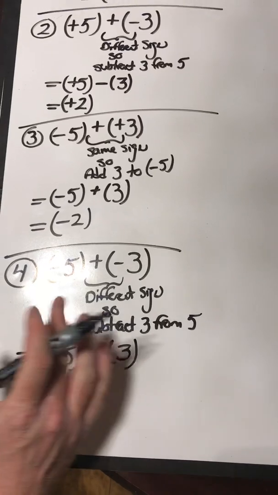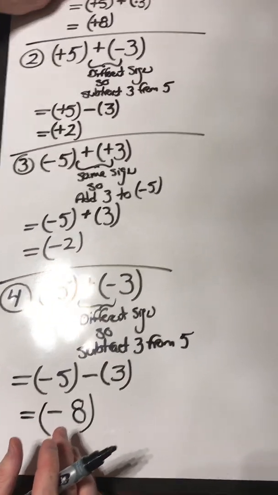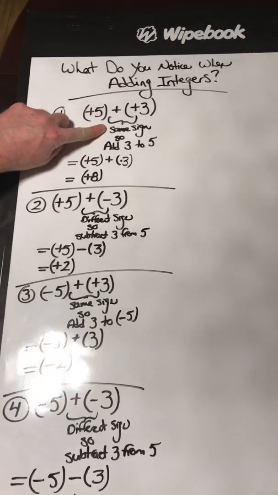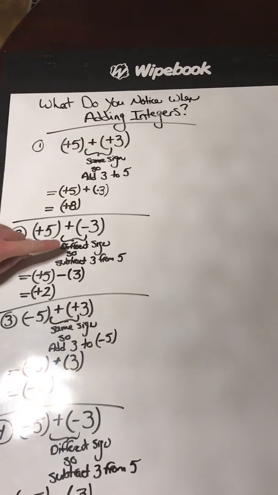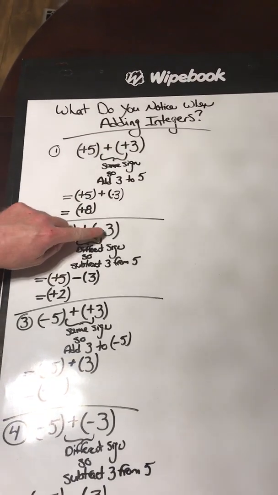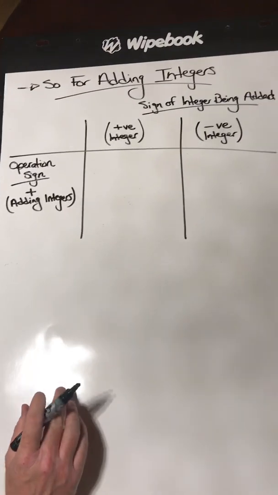All right, so there's some stuff going on there, and we want to capture that. So if we have the same sign, we're adding the integer number. If it's a different sign, we're going to subtract the integer number, and we can capture that in a chart form.